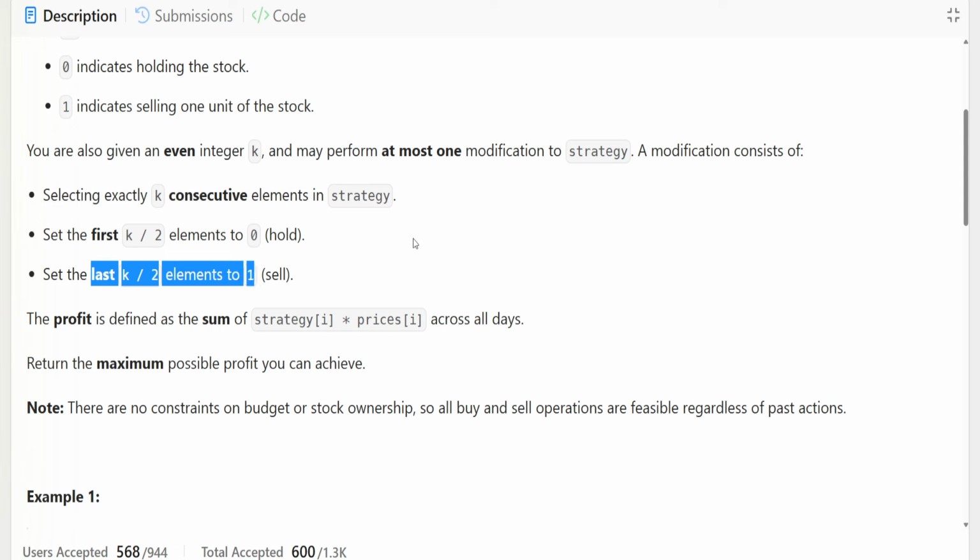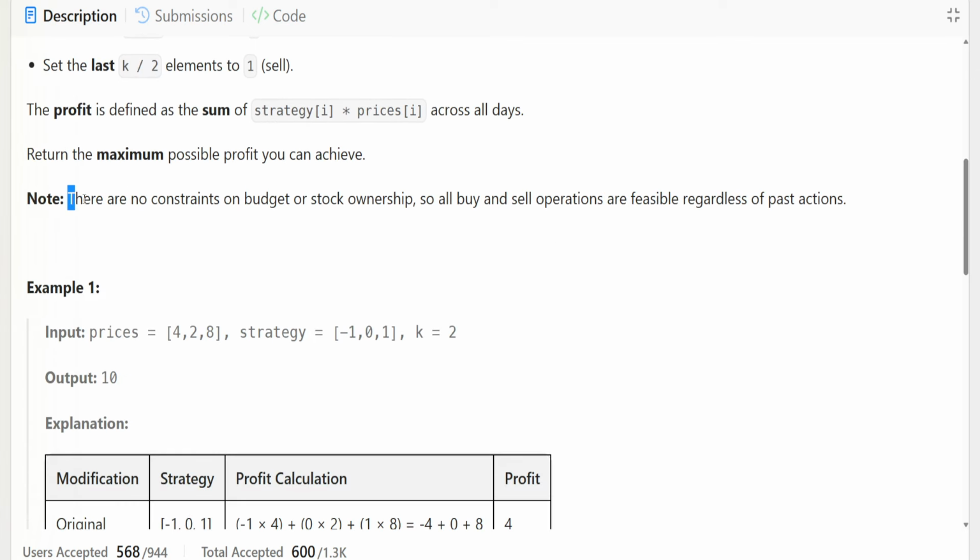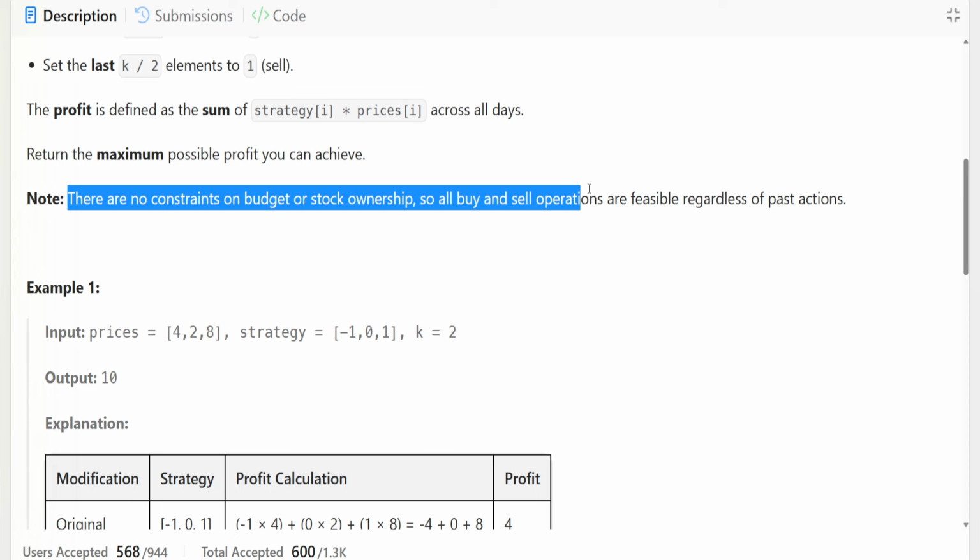Now you know how to find the profit, right? You want the maximum possible profit after at most one such modification. If you do nothing, that's allowed too. So what is important? Important is there is no intervention and no budget constraint. Buy and sell are always feasible. That is given here. There is no constraint between buying or taking ownership or selling, so don't worry about that.